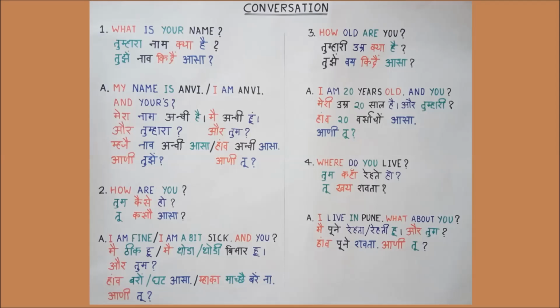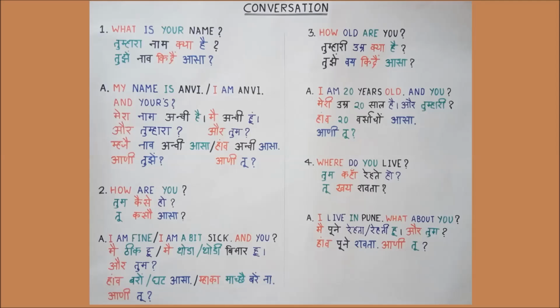Again, let's go to the third question of ours. So that is how old are you? How old are you in Hindi is तुम्हारी उम्र क्या है? Okay, and in Konkani I would say तुझे वय कितें आसा. Similar, right? Only you have to change the words. तुझे वय कितें आसा.